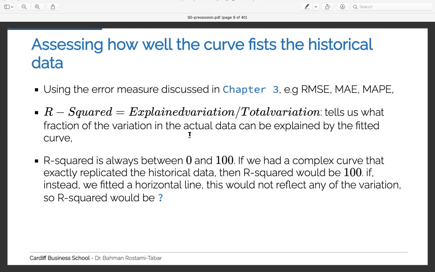Now, how well does the curve fit the historical data? We said we go for the one that minimizes the sum of squared error, but there are some measures that will help us make a decision. In chapter 3, you have seen accuracy error measures like root mean square error, mean absolute error, and mean absolute percentage error. So you can still use these measures to judge which curve fitting you prefer.